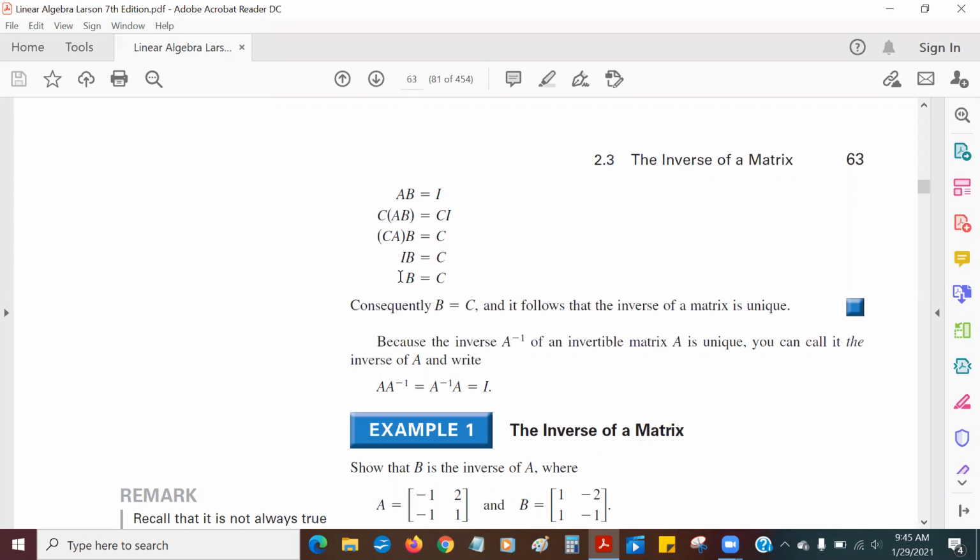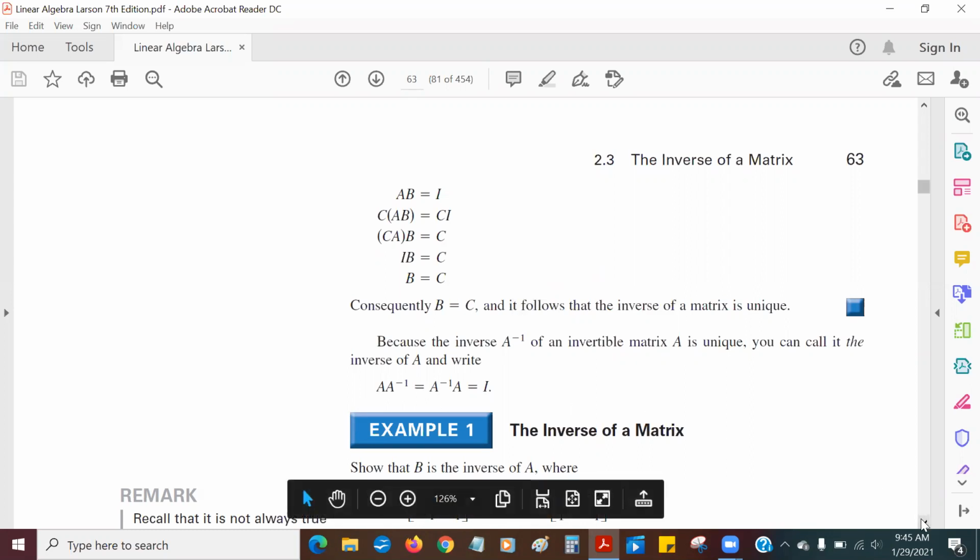Well, look what I have here. B is equal to C. So we were given that there was one inverse, which we called B. We assumed that there was a second one called C, and we showed that B and C have to be equal. So therefore, the inverse of a matrix is unique, and that's why I'm allowed to write A inverse. If it wasn't unique, it wouldn't be clear what I meant by A inverse. So A times A inverse is equal to A inverse times A, which is equal to the identity matrix.